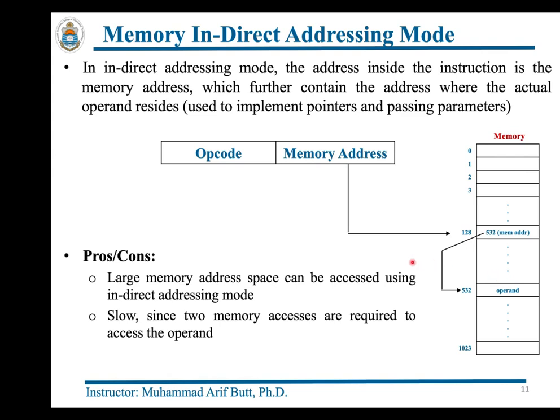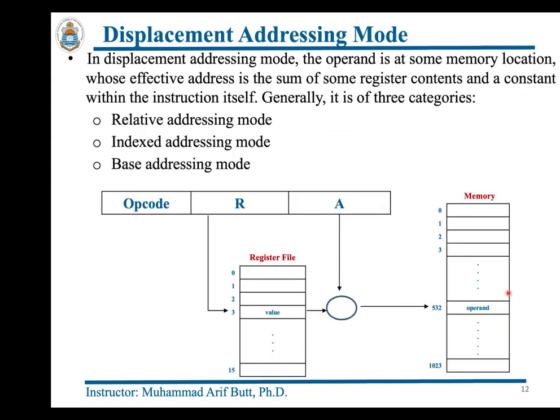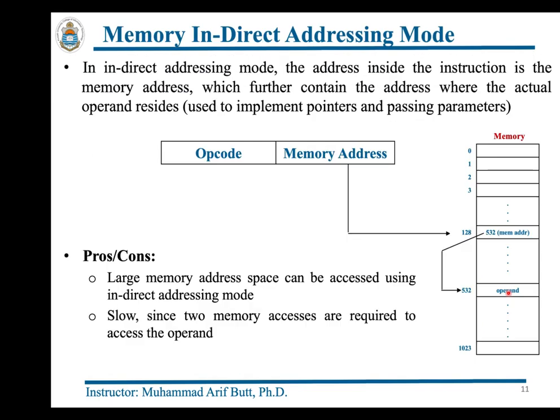The advantage of memory indirect is that you can access large memory address space using this mode, and the disadvantage is that it is slow, since you need two memory accesses to actually get the operand. Let me say that x86 does not support memory indirect addressing mode.